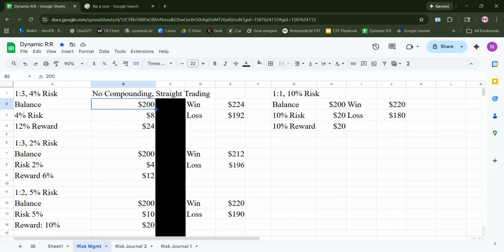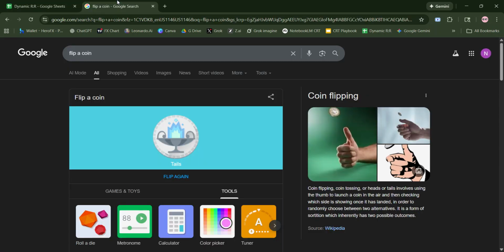I'm not here to convince you of which method is better than the other. I'm just going to say, use your best judgment and see what appeals the most to you. Now, this is going to be no compounding. This is straight trading, and we're going to see who makes the most after 10 trades. So here we go. If the coin lands on heads, that'll be a win. If it lands on tails, it'll be a loss.